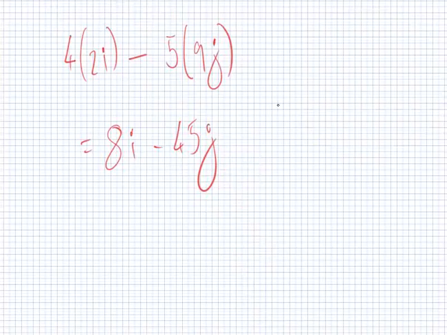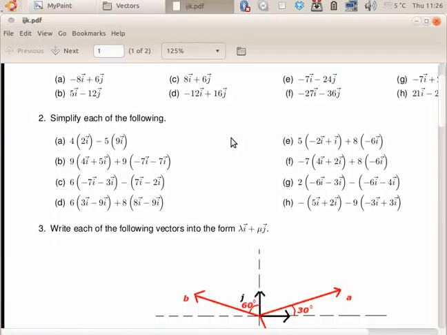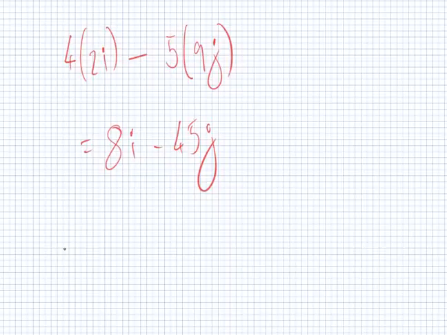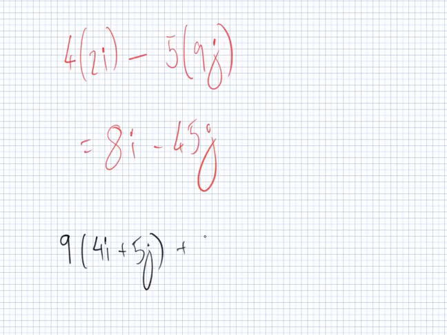So next now, I'll switch back, don't worry. Let's do the second one. 9 times 4 plus 5 and 9 minus 7 and minus 7. So 9, 4, 5, 9, 7, 7. So 5 plus 9 minus 7i minus 7j.